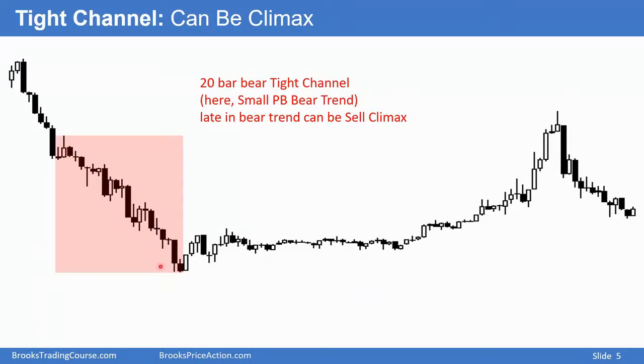Here we have 20 bars in a very tight bear channel. There are pullbacks along the way, so it's not a microchannel, but it's still a very tight channel. On a higher time frame chart, this is simply a breakout. It might be 1 or 2 consecutive big bear trend bars. When it occurs late in a bear trend, it could be a climactic end of the trend, a sell climax. Once the market reverses up, then you get a climactic reversal. Usually you end up going sideways. Sometimes you get an opposite trend.